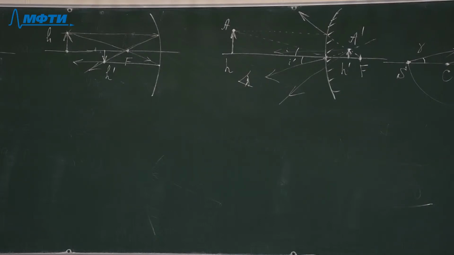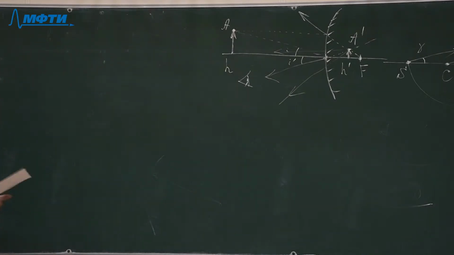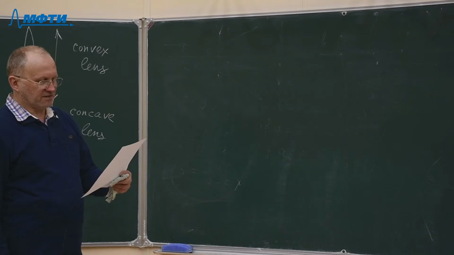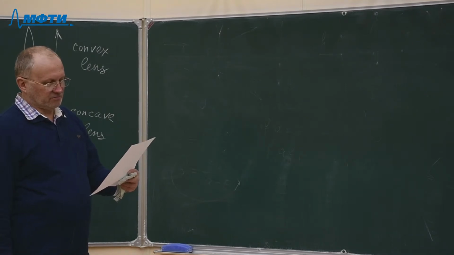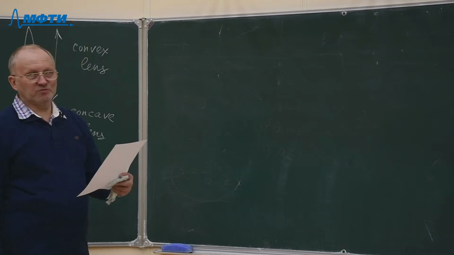Now I would like to solve some simple problems. Let's consider the first problem, the simplest one. Where should we place an object so that its image in a convex lens be of the same size as the size of the object itself?